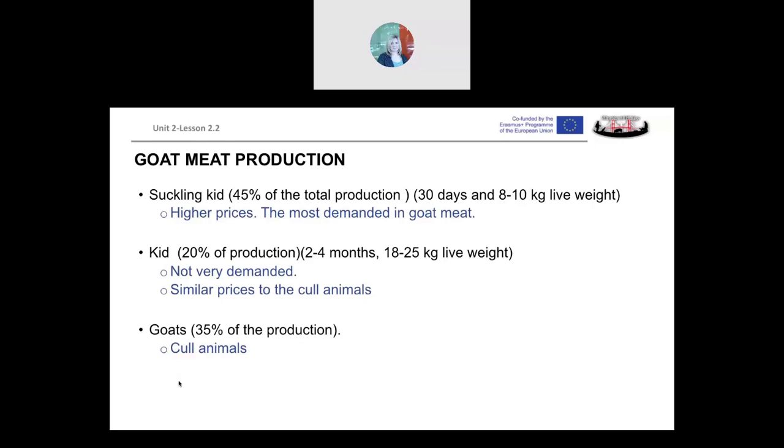In this case, we are talking about an animal of 30 days with a live weight around 8 to 10 kilograms.